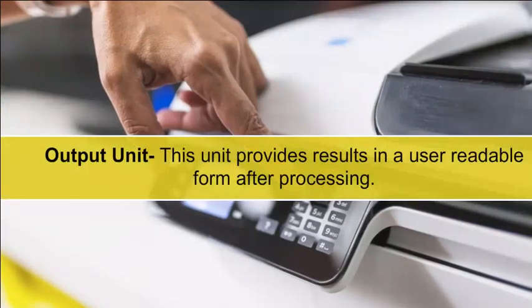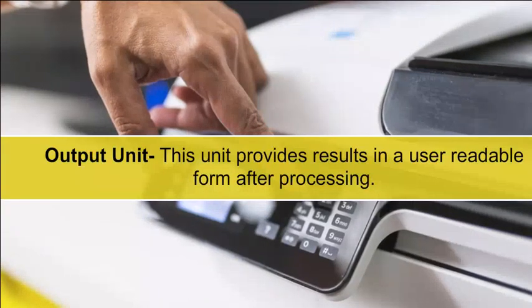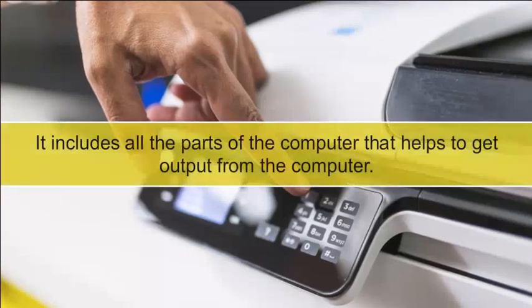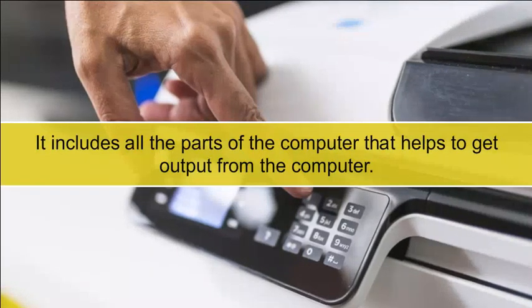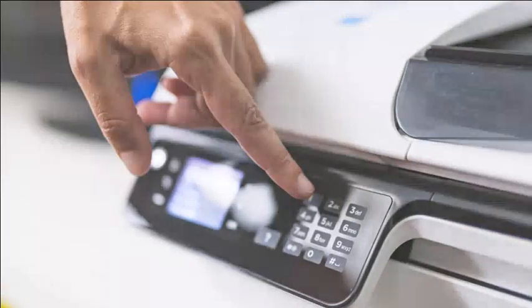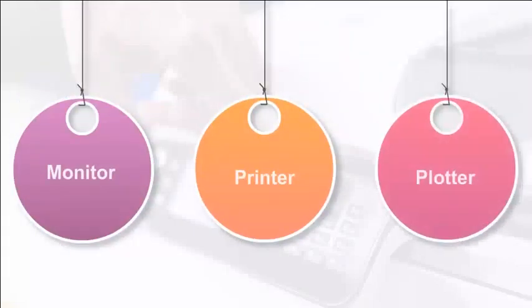Output unit. This unit provides results in a user-readable form after processing. It includes all the parts of the computer that help to get output from the computer, like monitor, printer, plotter, etc.